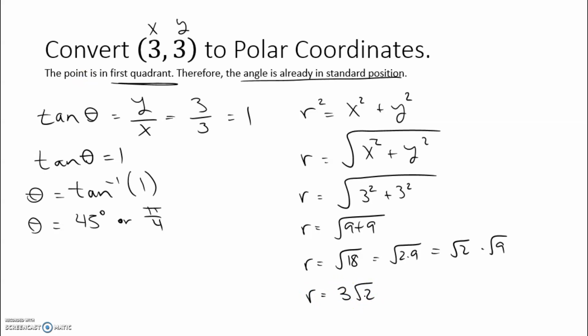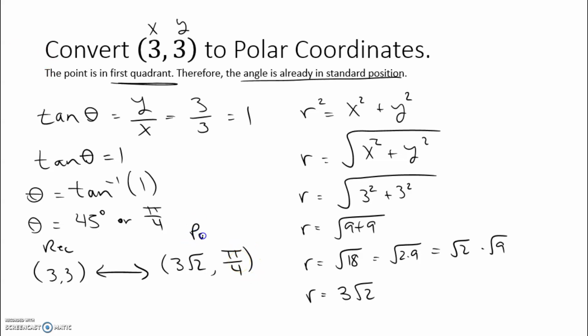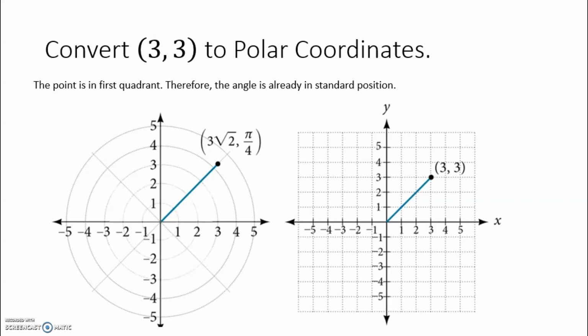root of 2. Okay, so we can describe this point 3, 3 in the rectangular system or in the polar system. So this would be 3 square root of 2, comma, pi over 4, or you could use 45 right there. So that would be our final answer right here. Now if you compare them on their different coordinate systems, they are talking about the exact same point. It's just a different way to describe the exact same point.